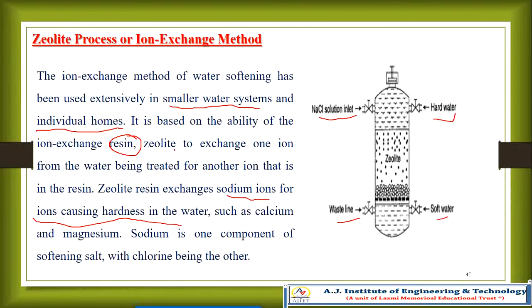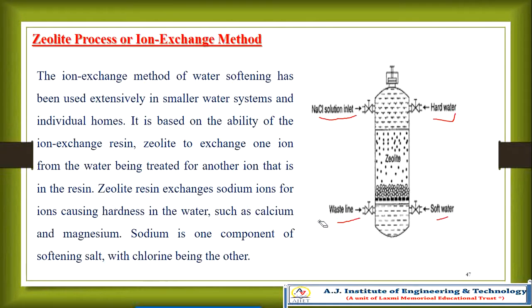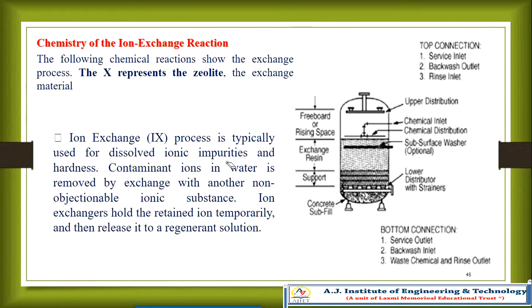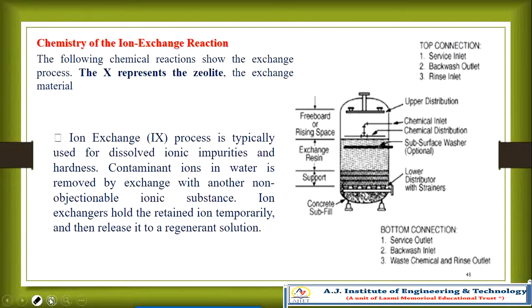The zeolite exchanges one ion from the water being treated for another ion that is in the resin. Zeolite resin exchanges sodium ions for the ions causing hardness. So this is one of the processes. If you look at the chemistry of an ion exchange reaction, what is behind the ion exchange process, the following chemical reactions show the exchange of ions with the zeolite exchange minerals.